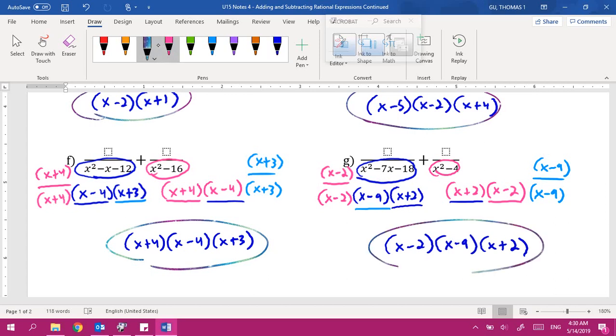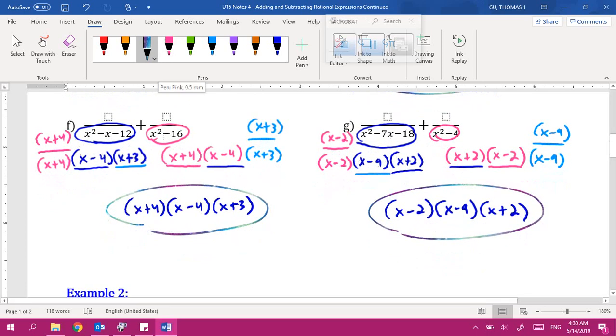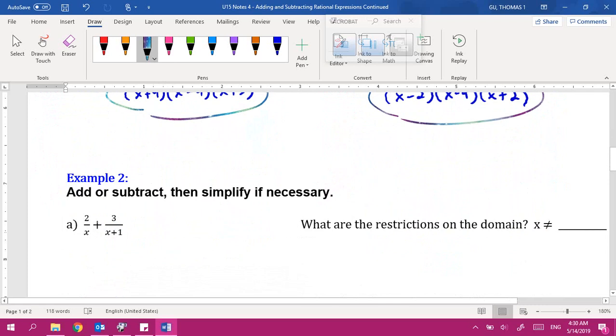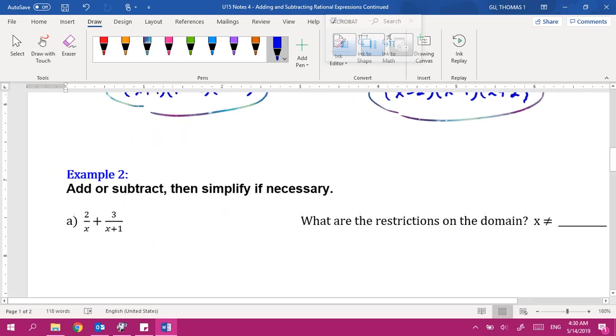So this whole section is just finding the least common denominator. I'm having trouble saying that word right now. Least common denominator. Alright, so now we're actually going to start adding and subtracting. But first things first, we need to find the restrictions on the domain, right? How do I do that?